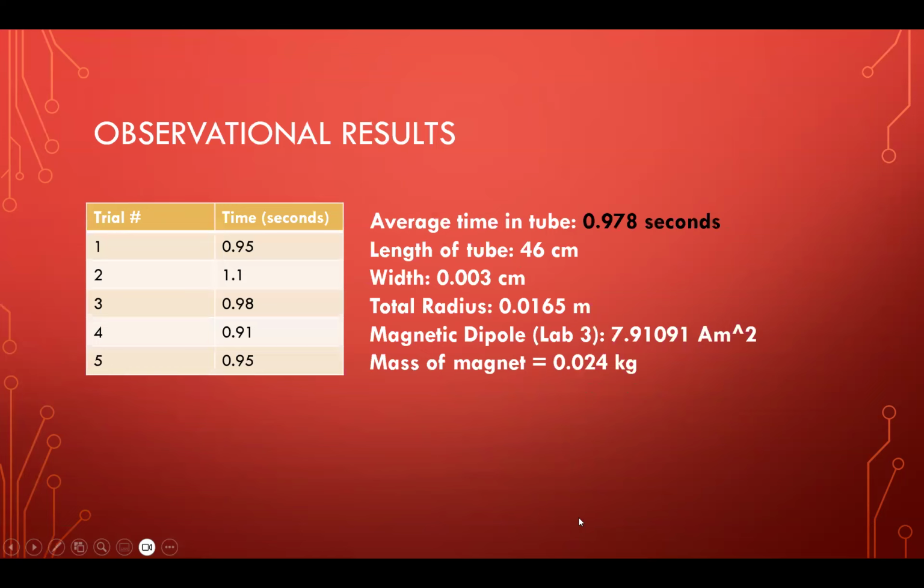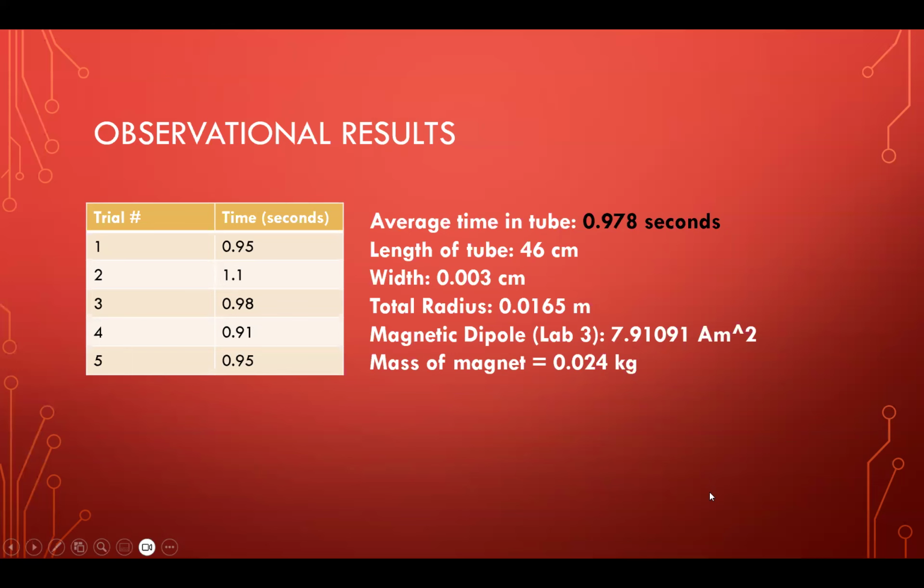The observational results from dropping the magnet through the tube were that the average time in the tube was 0.978 seconds over the 5 trials. The times are given here to the left in this table. The length of the tube was 46 centimeters with a width of 0.03 centimeters and a total radius of 0.0165 meters. The magnetic dipole from lab 3 is 7.91091 A·m², and the mass of the magnet is 0.024 kilograms.